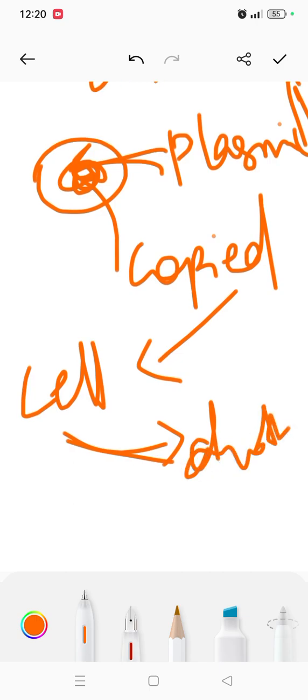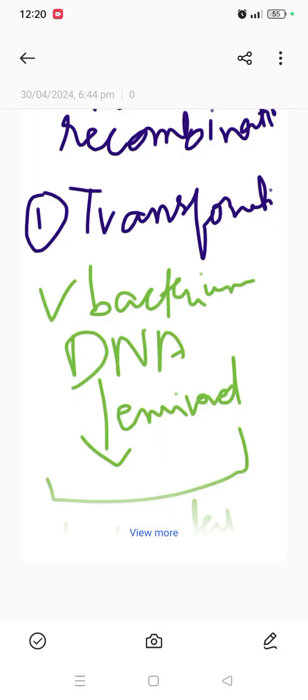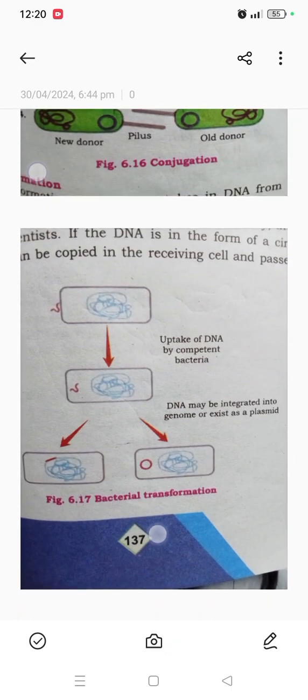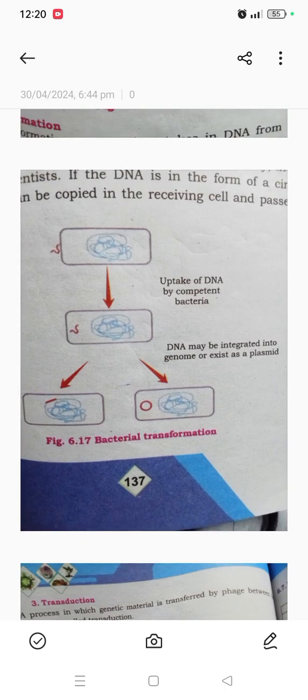This was simply about transformation. We don't have much more information in our book. Well, this was the basic information. Now let's see this picture and how it all works. First thing, I cannot write, sorry for that, but you'll see that this is circular DNA.